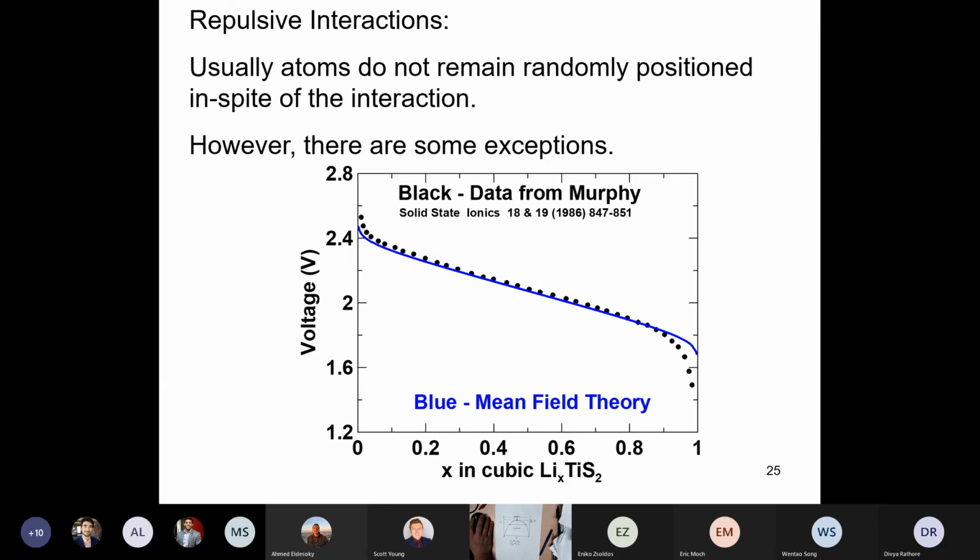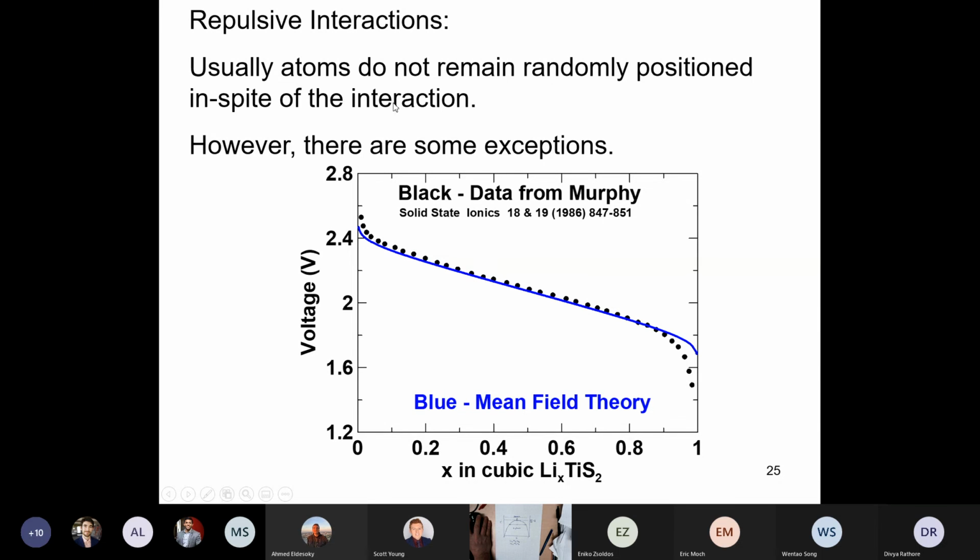Okay, so we're at a good place to stop for next day. So we've spent a lot of time talking about attractive interactions, which can come from this strain-mediated phenomenon. And once the lithium atoms get close together, they really start repelling one another by the screened Coulomb interaction. And what happens then is usually the atoms don't remain randomly positioned in spite of the interaction anymore. So mean field theory is usually very poor at describing cases where you have a strong repulsive interaction.